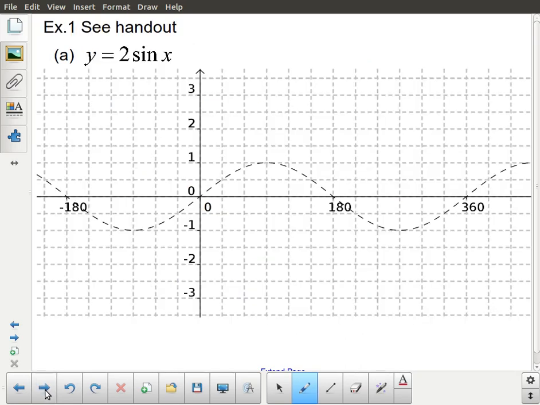Okay, so let's start off with, I have all of this in a handout, all of these grids already laid out for you with all of these. All you need to do is work on these. You can get those from the web page.